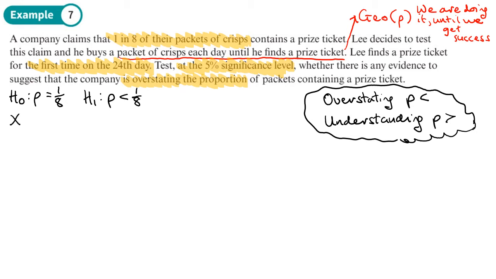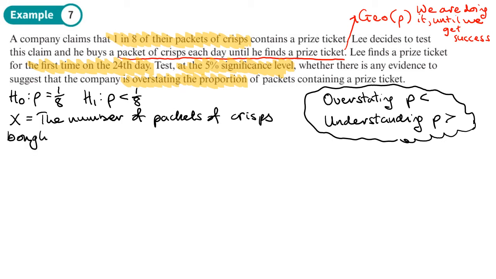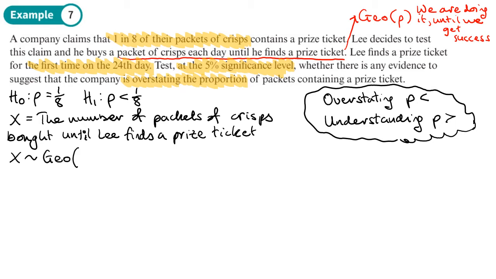Then we need to state what our random variable x is. It's always good practice to do this. So what is he doing in this case? He's buying packets of crisps until he finds a prize. So x is going to be the number of packets of crisps bought until Lee finds a prize ticket. So that's what x is going to be. So we know that this is a geometric distribution. So Geo, and p is going to be 1/8.